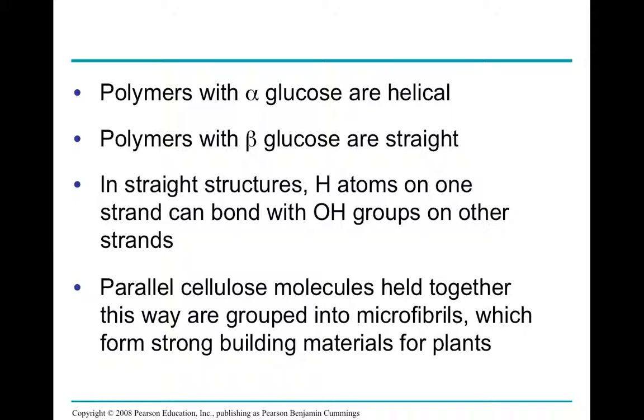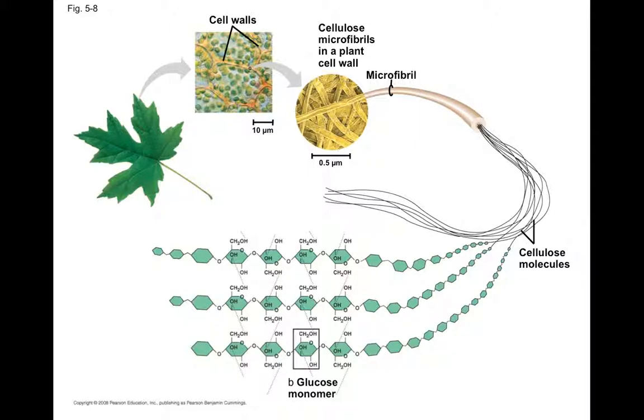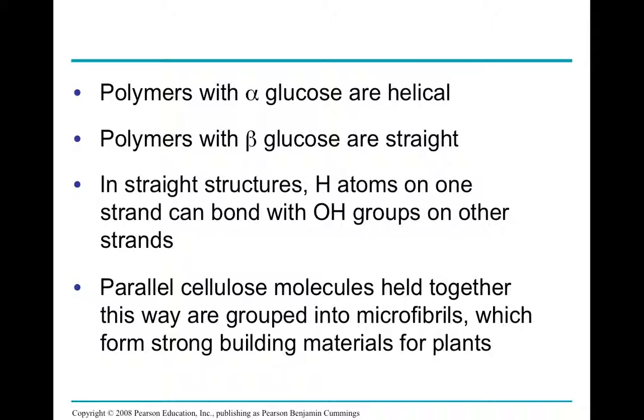Polymers with alpha glucose, so the OH groups are on the same side, end up being helical. Polymers with beta glucose linkages are going to be straight. In straight structures, the hydrogen atoms on one strand can bond with the OH groups on the other strands. So in parallel cellulose molecules, they're held together and grouped into microfibrils, and those build strong building materials for plants. Here's an example of cellulose fibers in plant cell walls, so you can see how they're structured together and how they're built of cellulose molecules all grouped together in a microfibril.